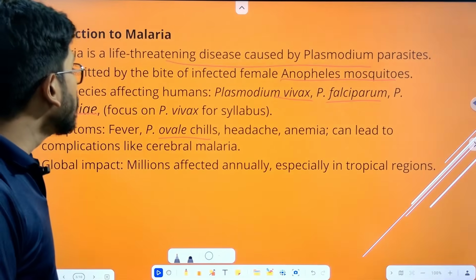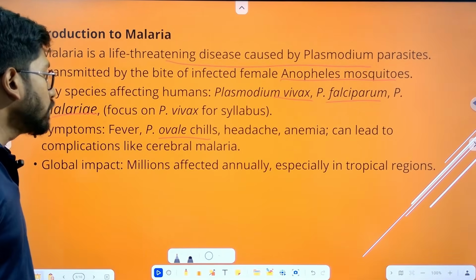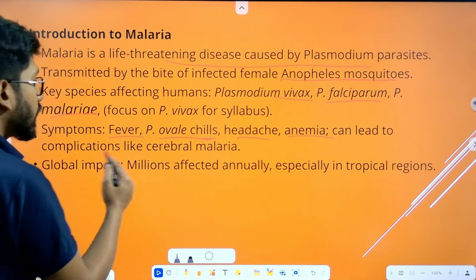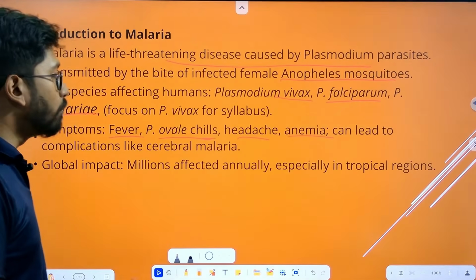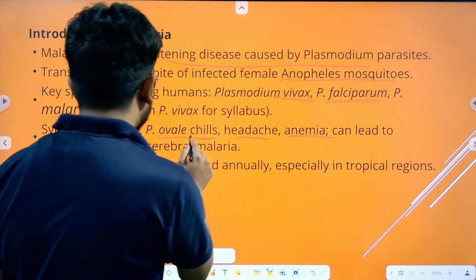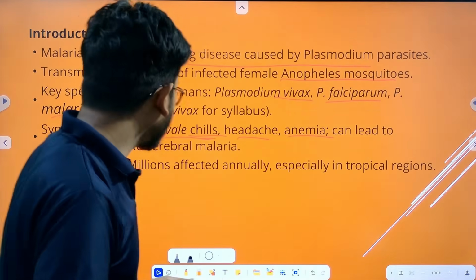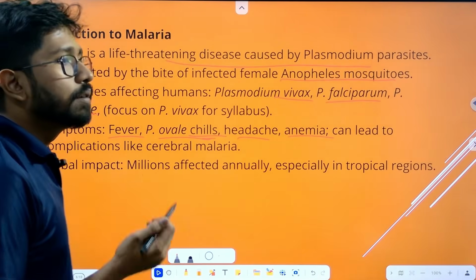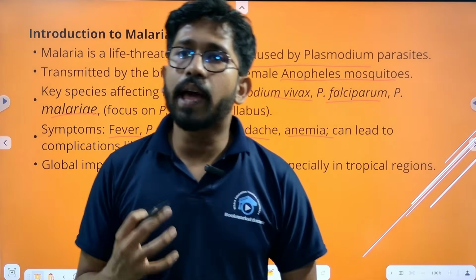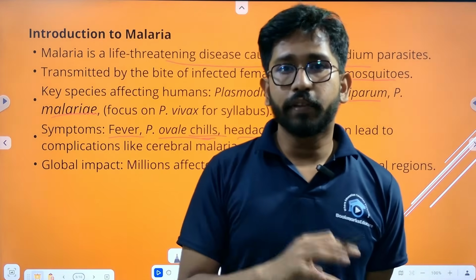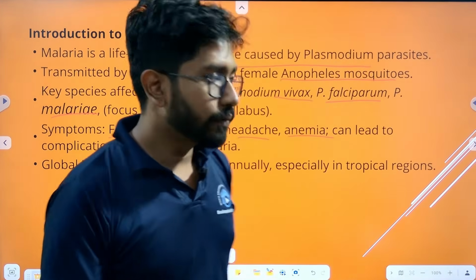Now, here are some symptoms that are written: fever, headache, chills, anemia, etcetera, which can lead to various more complications. Chills means a shivering feeling, a feeling of cold when you have fever. Global impact: obviously, malaria is a highly contagious disease and it is present throughout the world, and mostly it affects the tropical regions of the world.